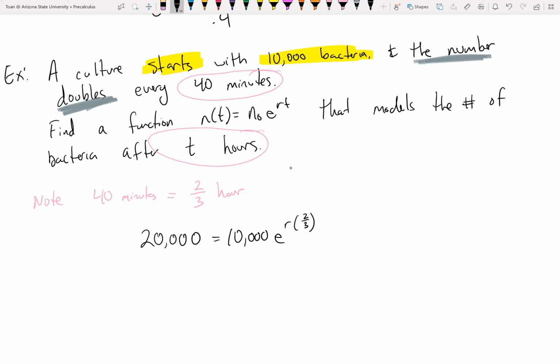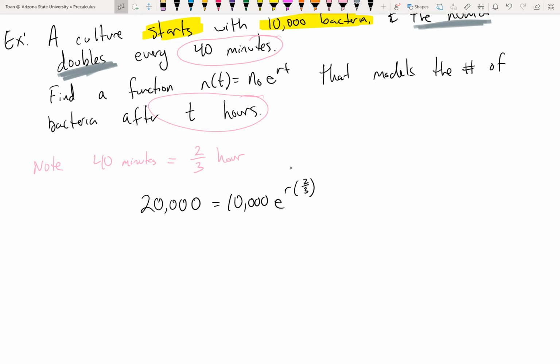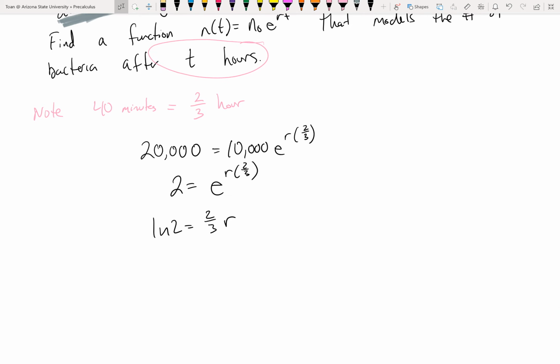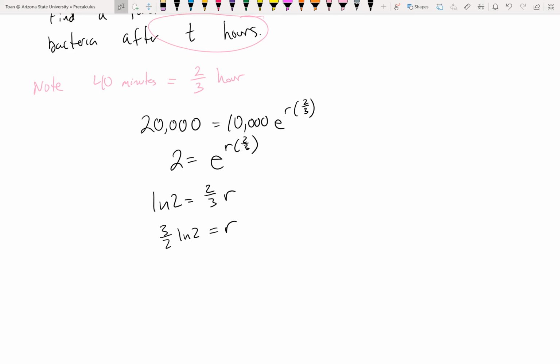Then it's an exponential equation, solving for r, and so on. Hopefully this should be automatic by now. So the first thing to do is get the exponential by itself. So let's divide out 10,000. Then I'm going to take the ln of both sides, multiply both sides by 3/2, and there we go. There is your relative growth rate. So I'm going to just pop that into the calculator because I want a decimal. So r is roughly 1.0397.